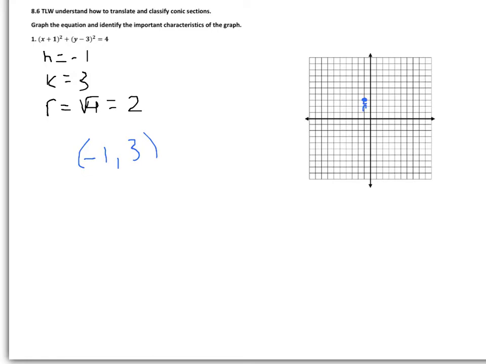So go up 2, right 2, down 2, and left 2. And there's your circle. Okay? So remember before we just identified the radius and did the same thing. Instead of moving from 0, 0, you're moving from the center. Okay.